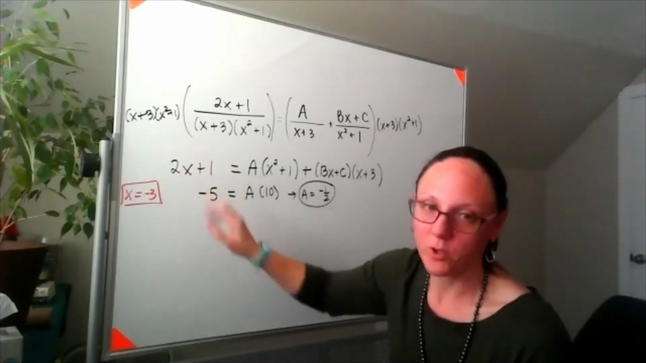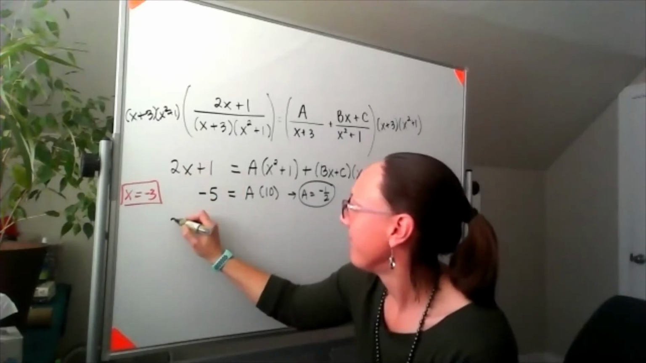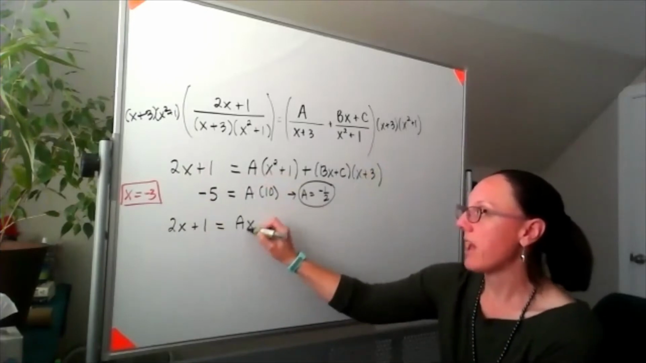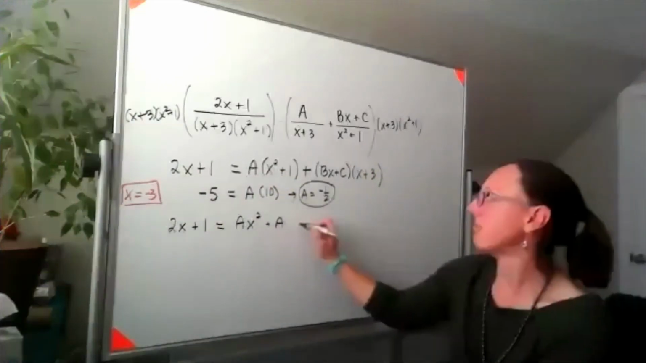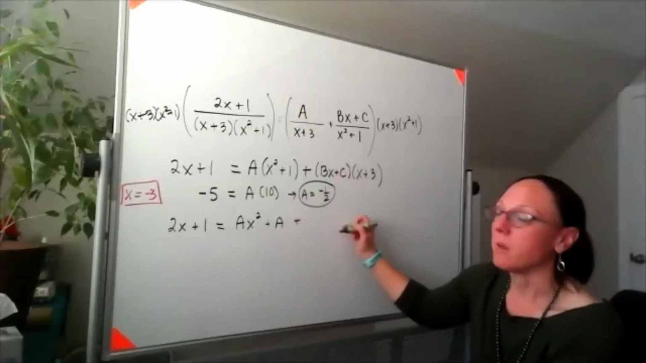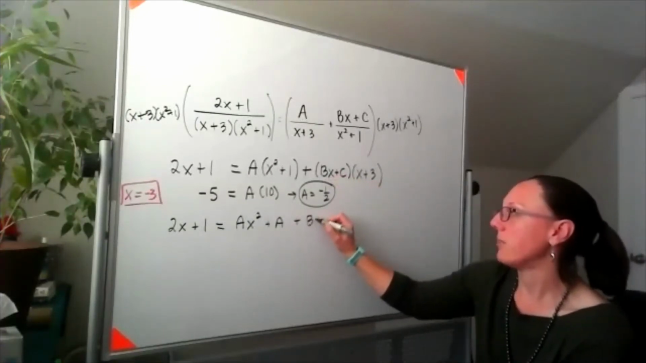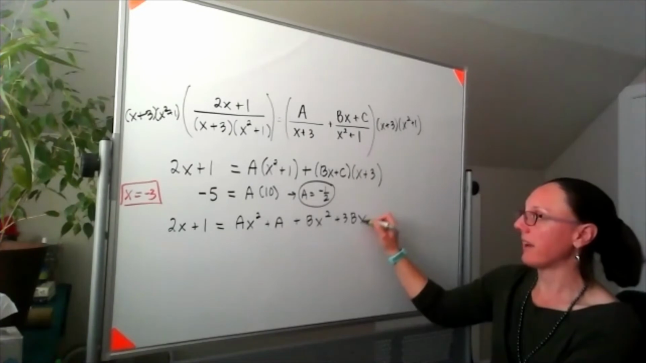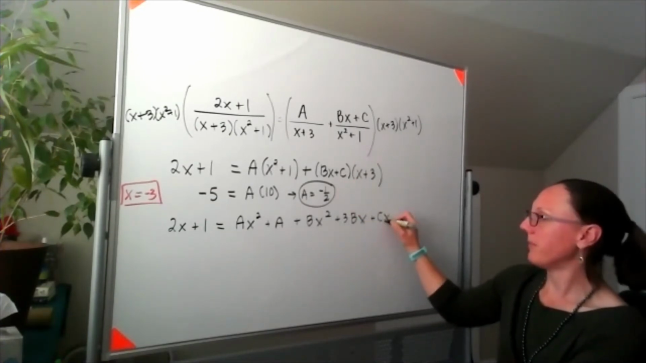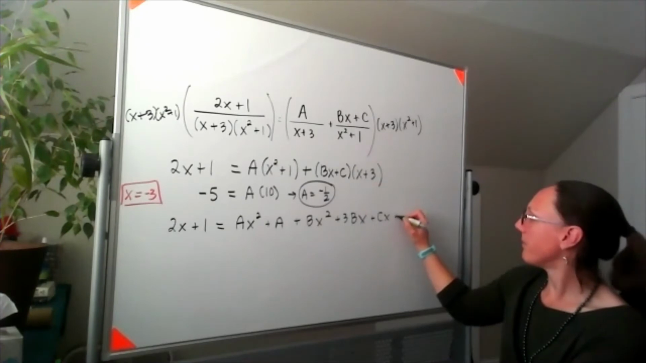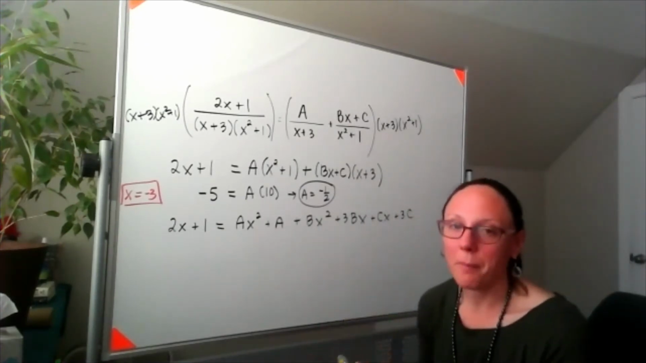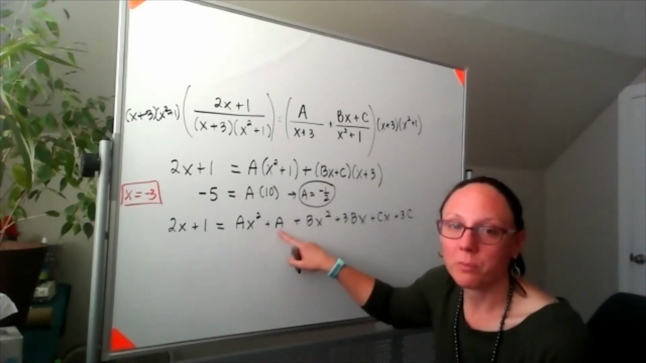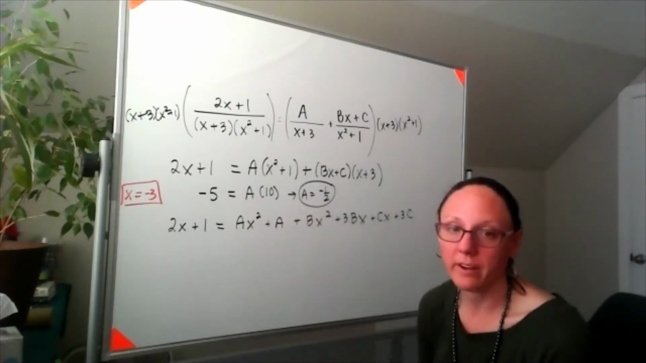This side's already done for me, 2x plus 1. Here, when I distribute out the coefficients, I'll have ax squared plus a. This is going to be a little bit messy, but bx times x, I'll have bx squared. Bx times 3, I'll have 3bx. c times x, and 3 times c. Then I'm going to come back in here and remember, we already know the value of a, which means I can replace that a and that a both with -1/2.